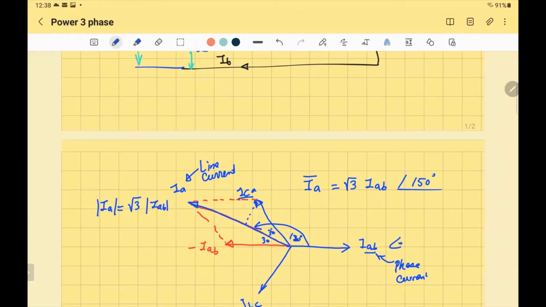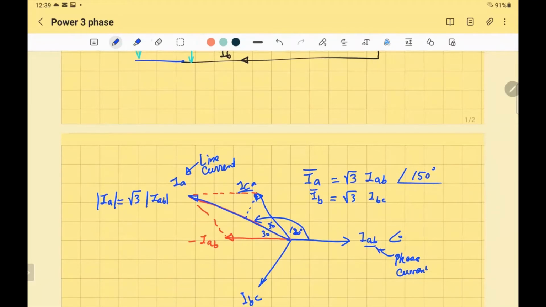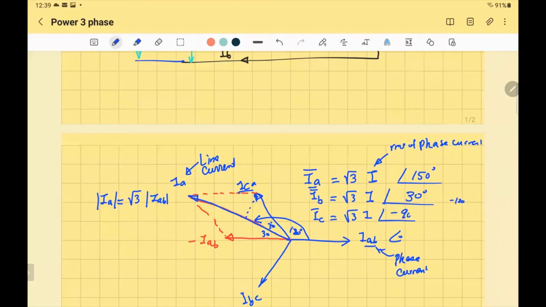Of course, you can find the rest of the currents. IB would be root 3, and you can write any current, BC. What is the angle difference here? Actually, all the magnitudes are the same, so you don't have to write the magnitude of IAB, IBC, all the same I. So let's just call it I, the root mean square of phase. So IB will be behind IA by 120, so you subtract 120, you get 30 degrees. In any balanced three phase, delta or Y, any line or phase is shifted by 120 degrees, behind by 120. So IC will be square root of 3 I, and then you subtract 120 from the 30, you get minus 90.